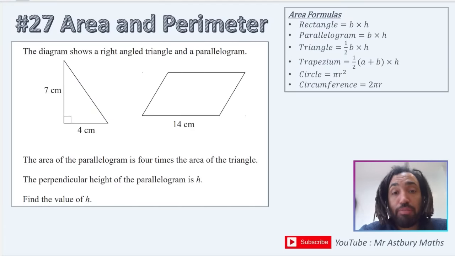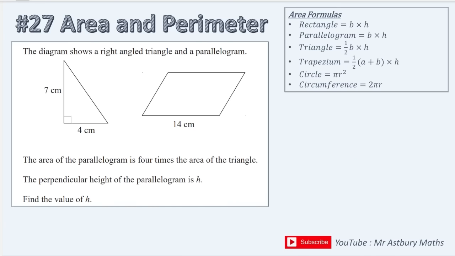27 is area and perimeter. I've put all the key formulae that you need to know up in the top right. The one which you are given is the trapezium, but it's important to commit all of them to memory, I would say. Okay, let's get on to these questions.